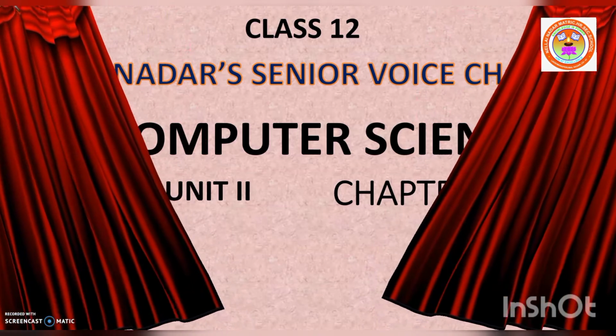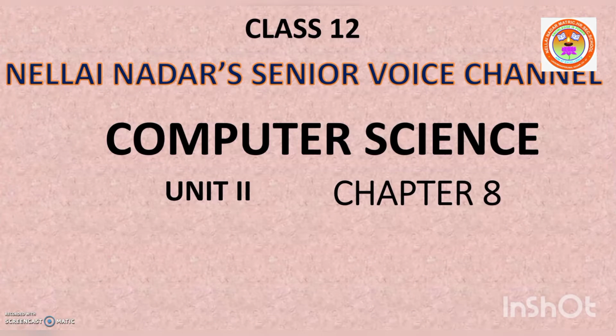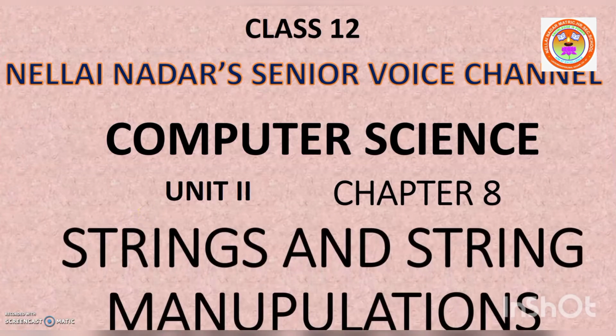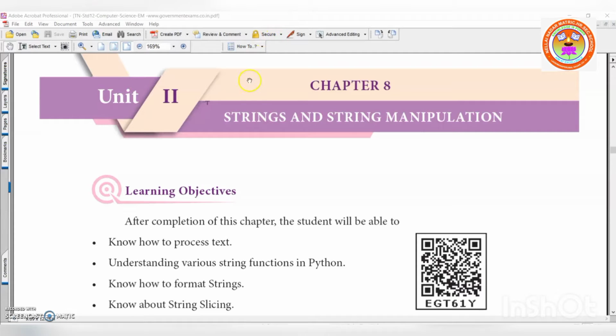Class 12, Computer Science, Unit 2, Chapter 8. Today I'm going to start a new chapter, Strings and String Manipulation. So, Chapter 8, Strings and String Manipulation. Strings, you all know, are a group of characters, whatever you enclose within single or double quotations. Right? Manipulation means how you can handle those strings. Okay, so you're going to learn strings and string manipulation in this chapter.